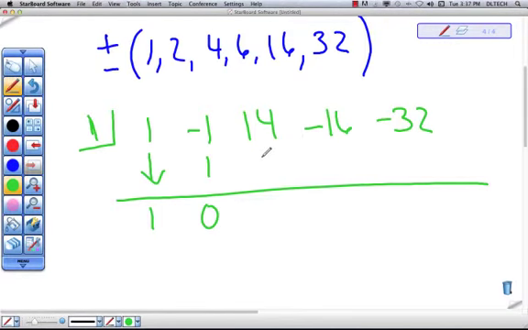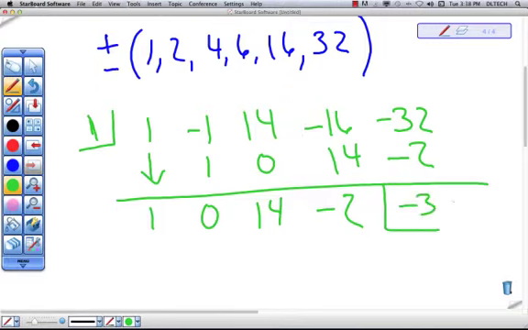0 times 1 is 0. 14 plus 0 is 14. 14 times 1 is 14. And negative 16 plus 14 is negative 2. Negative 2 times 1 is negative 2. But negative 32 minus 2 is negative 34. Our remainder is not 0, it's negative 34, which means that 1 is not our zero.